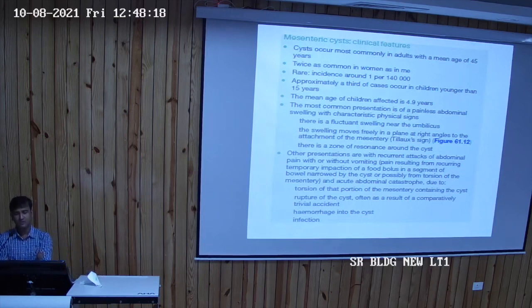Mesenteric cyst usually occurs in adults with a mean age of 45 years, twice as common in women as compared to men. Approximately a third of cases occur in children younger than 15 years of age. The mean age of children is 4.9 years. The most common presentation is a painless abdominal swelling with characteristic physical signs.